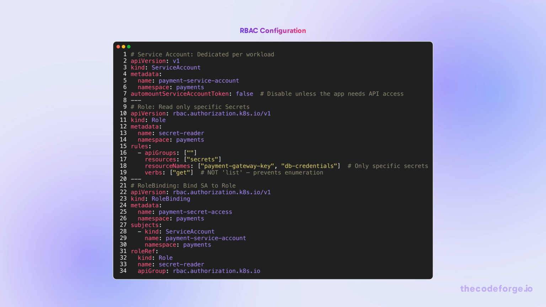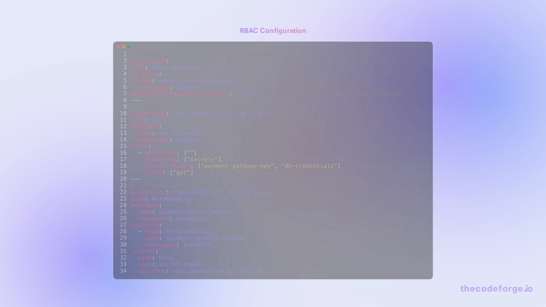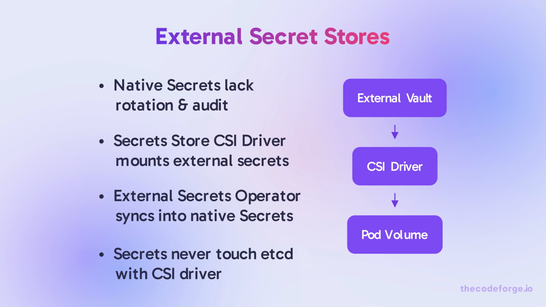This RBAC setup creates a dedicated service account with automountServiceAccountToken false, a role that allows get on only 2 specific secrets, and a role binding to tie them together. This prevents enumeration and limits exposure. For mature organizations, native secrets are insufficient. External secret stores like Vault or AWS Secrets Manager provide automatic rotation and audit logs.